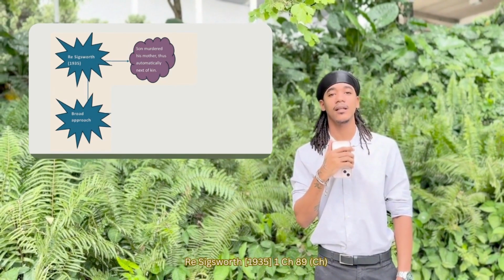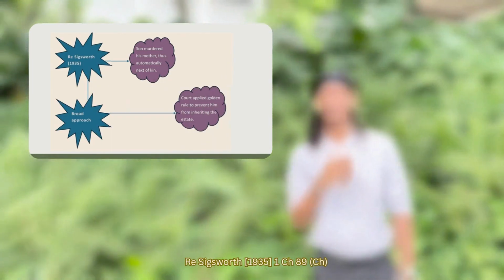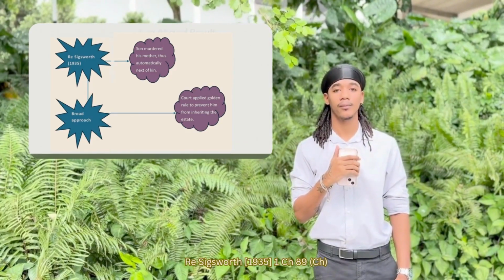This can be seen in the case Re Sigsworth 1935, where a son murdered his mother. Literally, he would have inherited her estate as her next of kin, but the court applied the broad Golden Rule approach to prevent him from benefiting from his own crime.